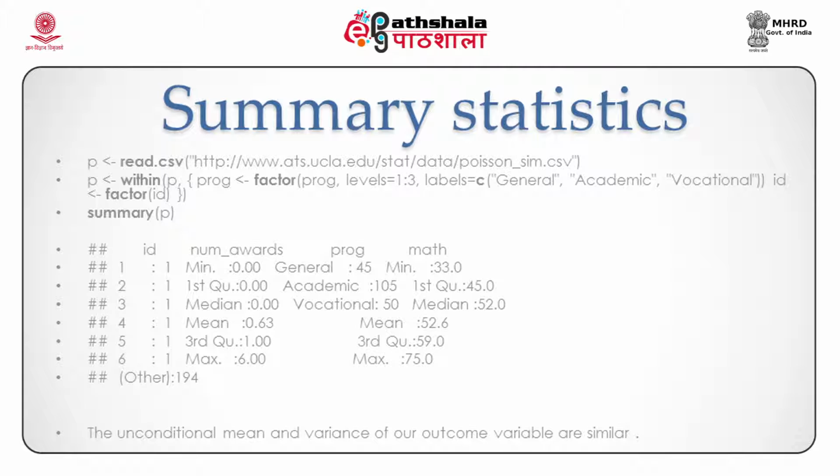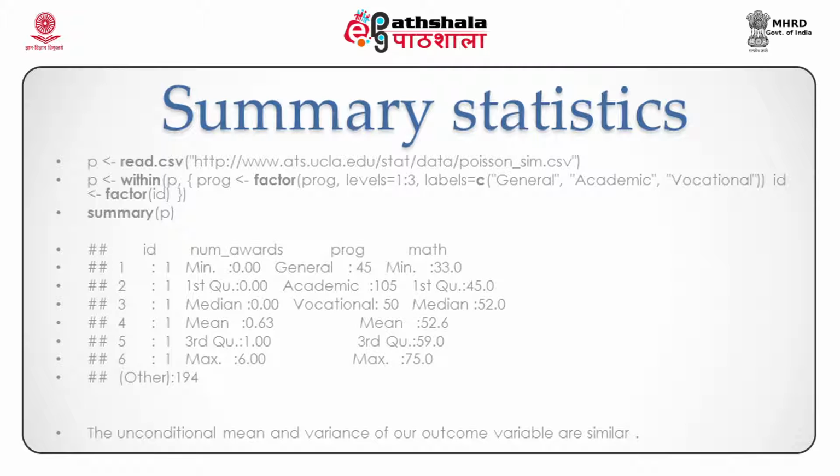For NUM awards, for example, you can see that the median number of awards is still 0. The mean number of awards is 0.63. This suggests that the data is slightly skewed because the mean is larger than the median. The maximum awards is 6 while the minimum is 0. For program, we get the frequency distribution. There are 45 students in the general category, 105 in the academic program, and 50 in the vocational stream.